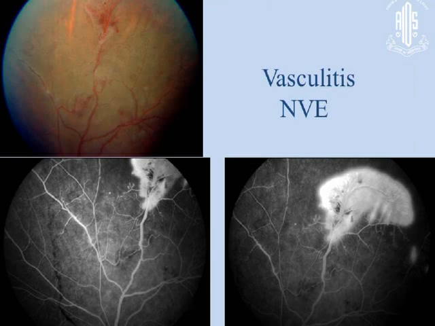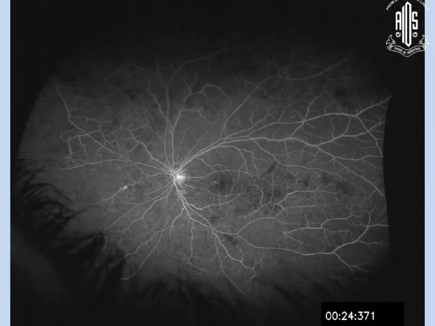Of course, Dr. Sangeet said NVE. To a subtle examination, to a careless examination, NVEs are known in cases of vasculitis in the periphery. So we can miss these, but FFA will not miss these if you have taken all the frames. Again, wide angle photography and angiography is an important tool in vasculitis because you are able to see the peripheral capillary non-perfusion areas.